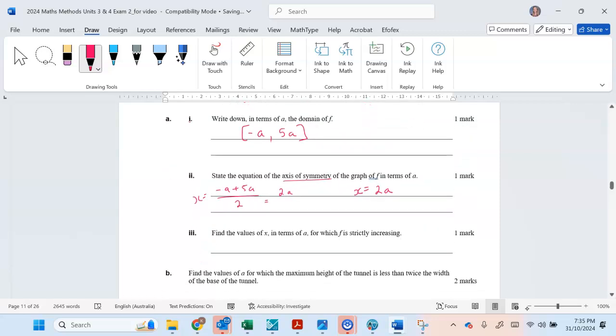That should be in your bound book anyway. So if you're thinking, oh, axis of symmetry, I don't remember that, you would have done it in Year 10. It's like in the Year 10 textbook, it's one of the very first things that you do when you look at parabolas.